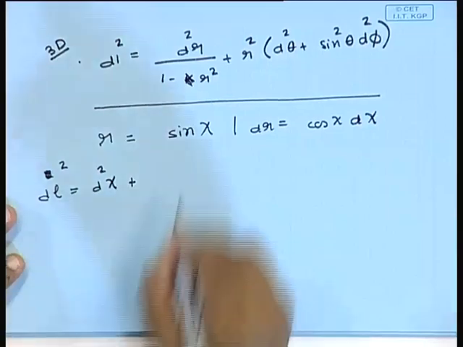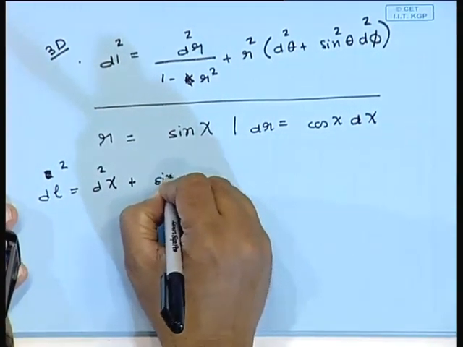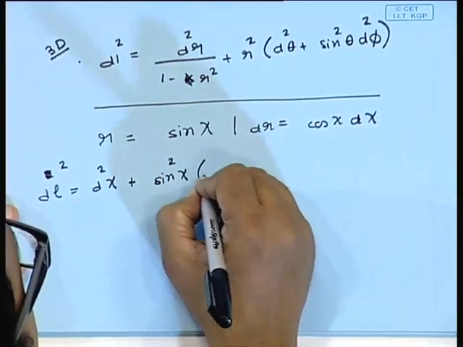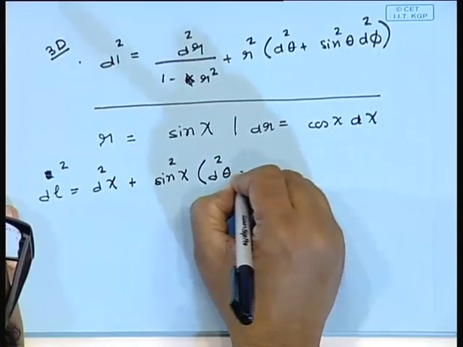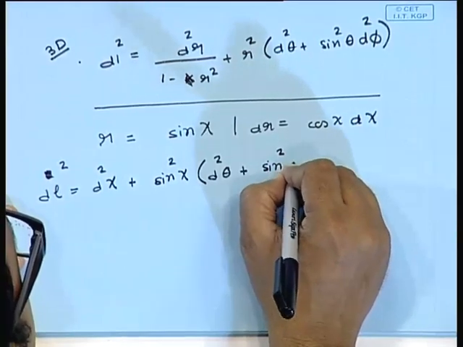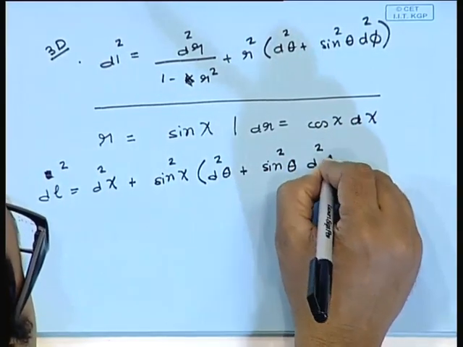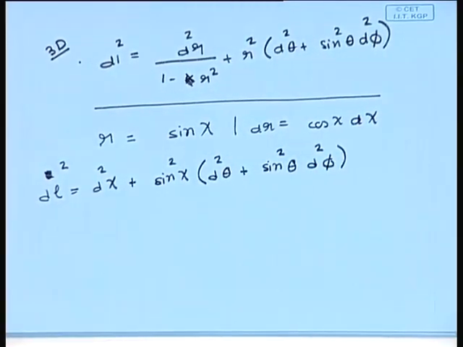plus sin square chi into d square theta plus sin square theta d square phi. Okay. Let us now interpret this. All I have done is I have done a change in coordinates. Now, we would like to interpret this. Question is, how will we interpret this?